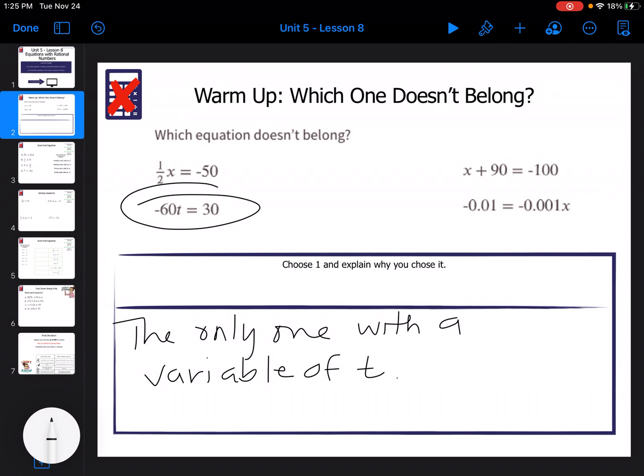You could have said, this is the only one that uses addition. You could have said, this is the only one with a fraction. You could say, this one is the only one with decimals, however you wanted to explain it.